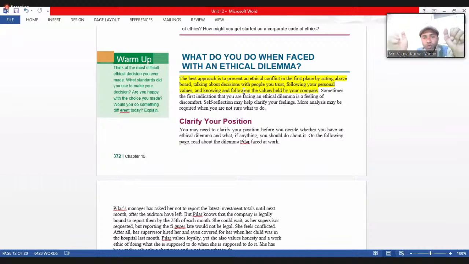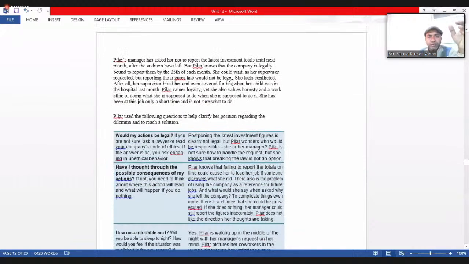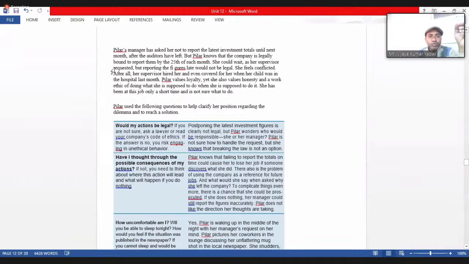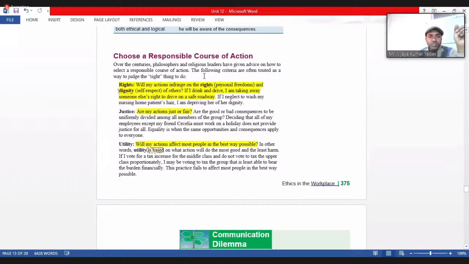Then, whatever personal values you have, are those decisions based on your personal values? Similarly, know and follow the values held by your company. Are your decisions based on the values of the company? So on the basis of this, you can judge and solve this problem, the ethical dilemma. So you can read all this. Okay. Choose a responsible course of action.